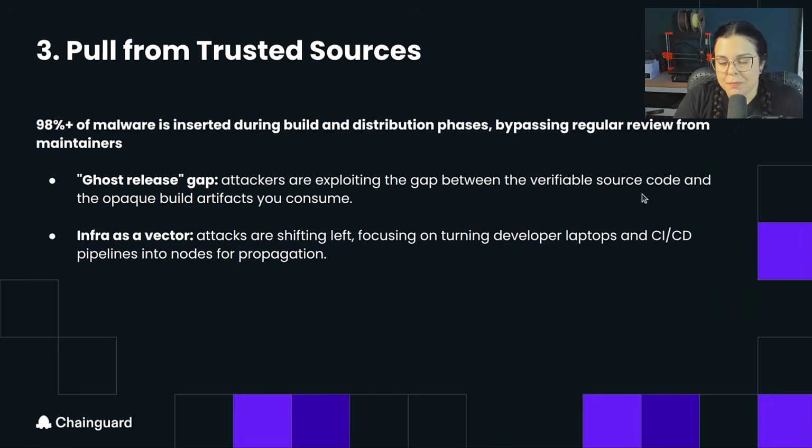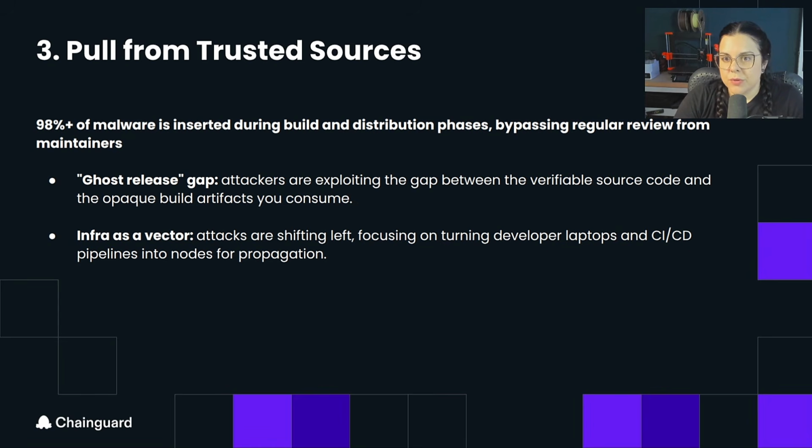The third tip is pull from trusted sources. I don't know if you know that, but 98% or more of malware is inserted during build and distribution time, so it bypasses regular review from maintainers. You don't see the actual malicious code in the source code, in the repo, because it is introduced during CI/CD and injected directly into artifacts that are produced at build time and distributed to repositories everywhere.